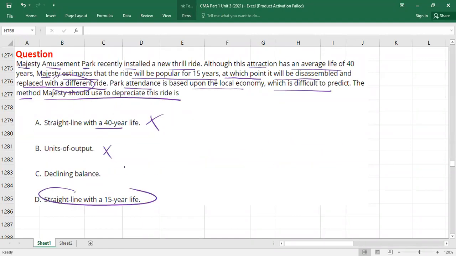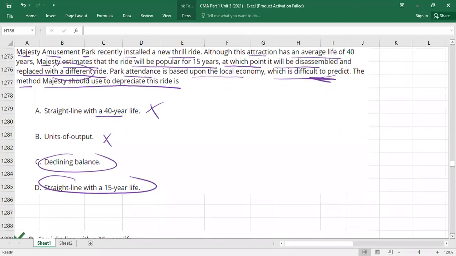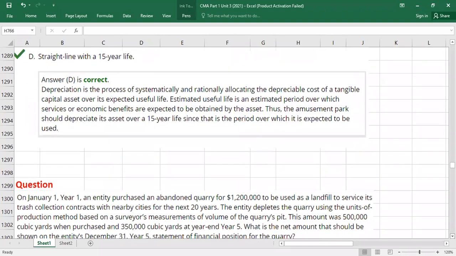The units of output method cannot be applied because you cannot predict the public usage. The declining method you cannot use either, right? Because if you look at the formula, no data about cost is given, no information about accumulated depreciation or residual value, but at least life is given. So in the straight line method, we use life. So straight line method is better. The option is correct.